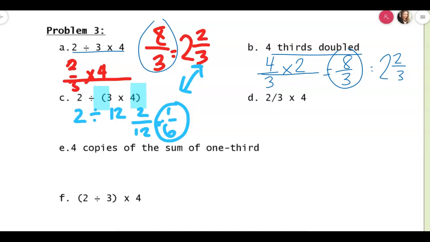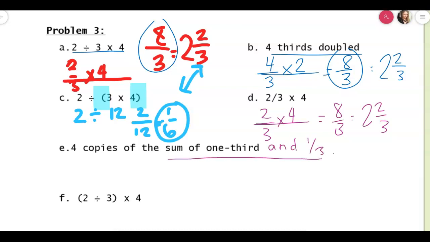Let's go ahead to D. 2/3, 4 times, well, let's just do times 4, carry it across. That's 8/3 again, which is 2 2/3. And then E says 4 copies of the sum of 1/3. This should say and 1/3. I didn't write that all the way down. So the sum of 1/3 and 1/3 is 2/3. I know that.